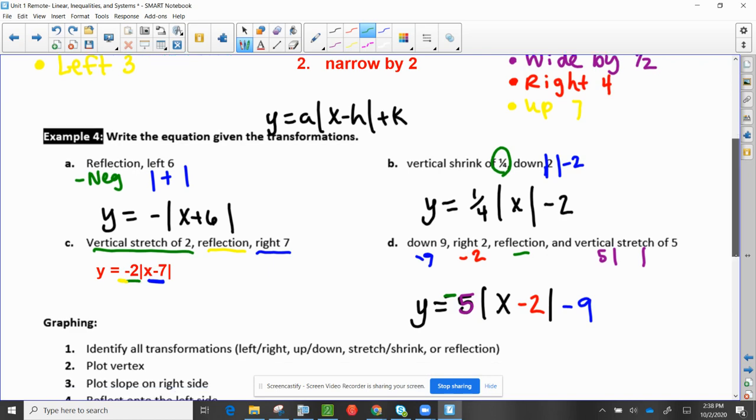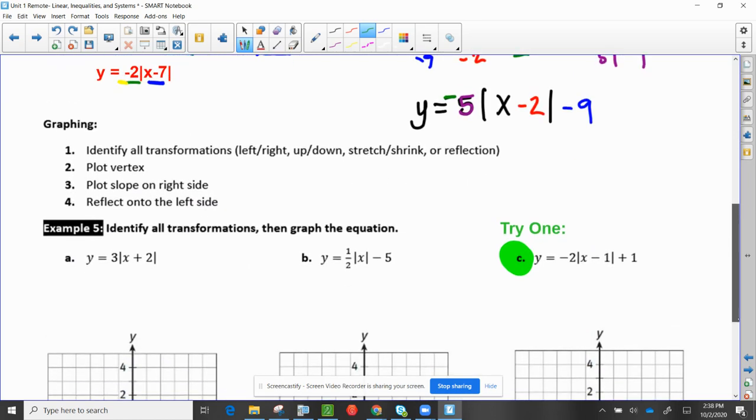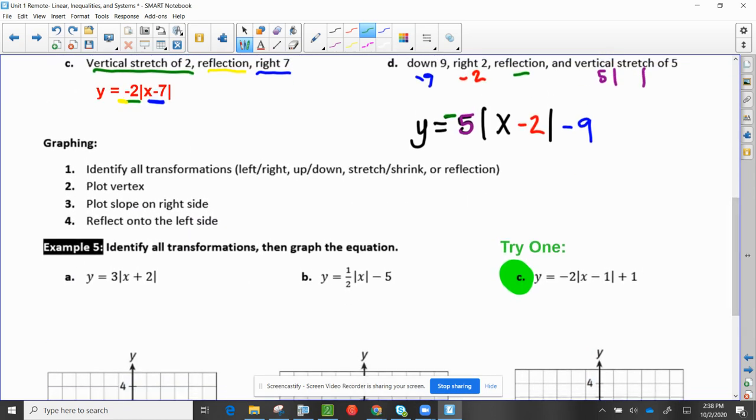Okay, so grand finale here, we're going to graph some equations. So there's some kind of steps here that can help you a little bit. So we always want to identify your transformations first. Plot the vertex. Remember, it always starts at 0, 0.